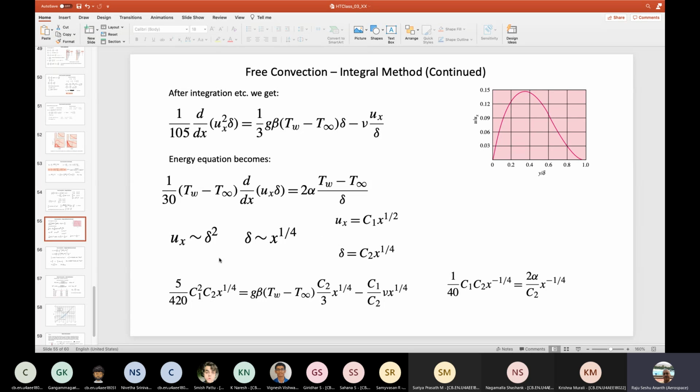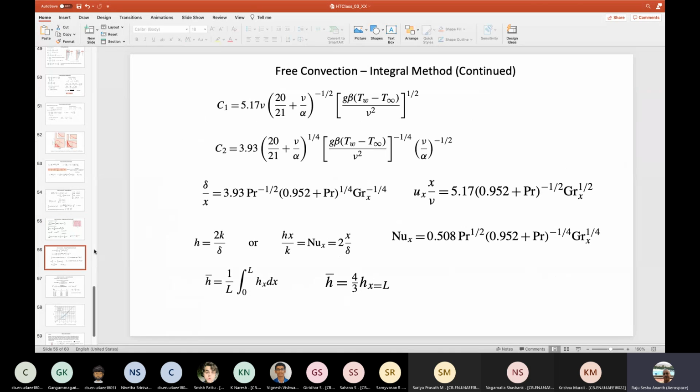So I'm substituting ux and delta here in the first equation, and similarly in the second equation. Finally, I'm going a little bit fast. So the constant c1 is given like this. This is like a Grashof, it's not a Grashof number, this is like a non-dimensional number. So this is nu square over L square over t square. So this is L square.